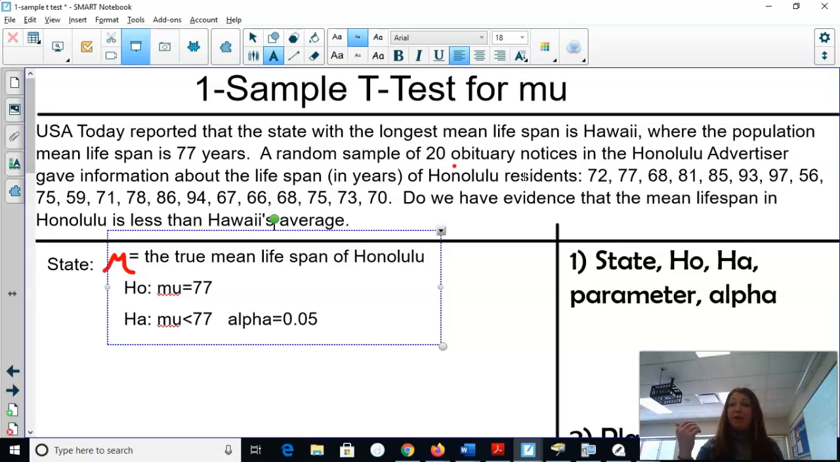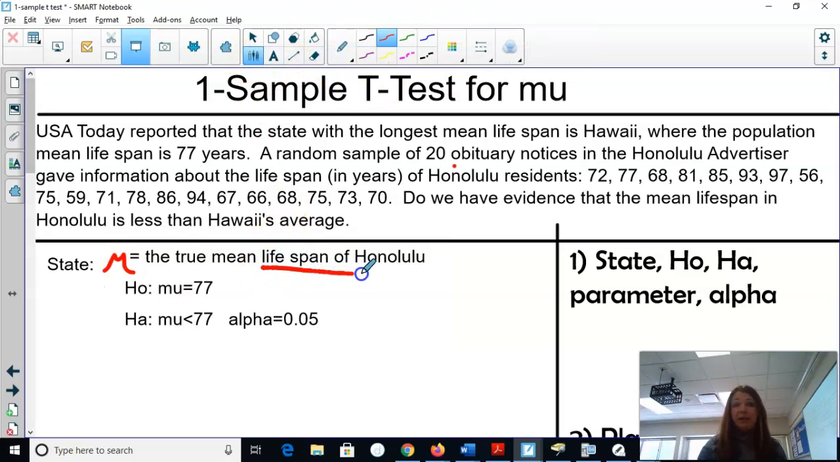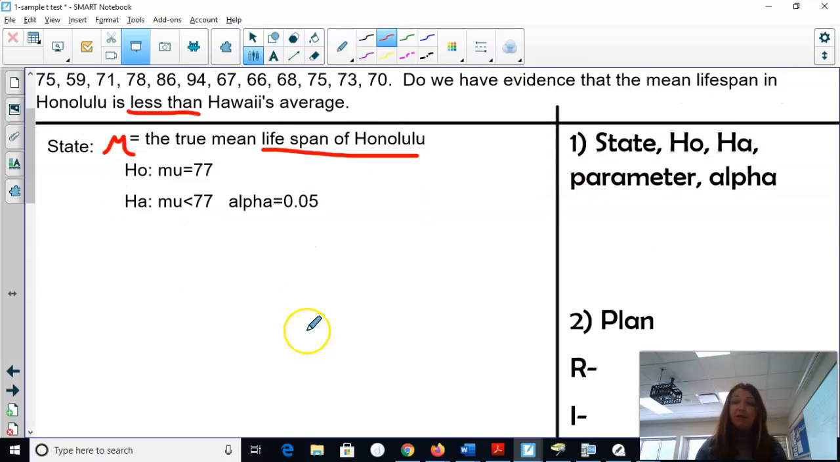We should feel comfortable with our state step, where we need our null, H0, our HA, our alternative, and our population parameter. Mu is equal to the true mean, and then again, you would just fill in the blank with the context. Remember, our null hypothesis in AP Stats always has an equals. Our alternative will be a less than, a greater than, or a not equal to, dependent on the key word. In this case, it does say less than. That's how I knew it was less than. And then our alpha, our significance level, is 0.05, unless they tell you something different.